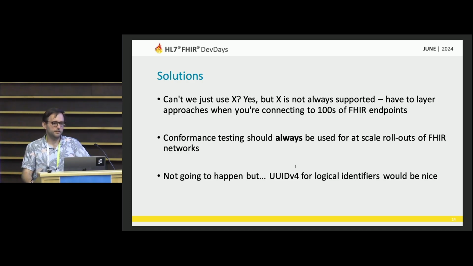This was not considered for CMS 9115. Well, I shouldn't say it wasn't considered. There wasn't the same conformance testing that was available for other patient access APIs for CMS 9115, and that led to just so much variance in the world. This is just not going to happen, but I think UUIDs for logical identifiers in FHIR would have been nice, but that's more of a mistake that probably can't be fixed.